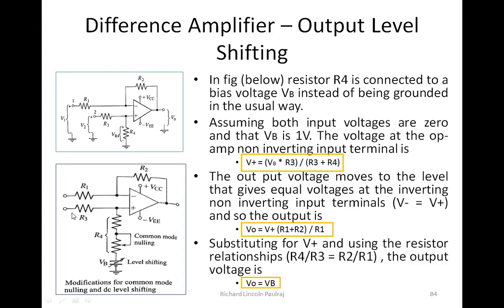If I want to calculate the voltage at the op-amp non-inverting terminal, I put it as V plus. V plus is equal to VB into R3 divided by R3 plus R4. So it is very much dependent on R3: VB into R3 divided by the combination of R3 plus R4.